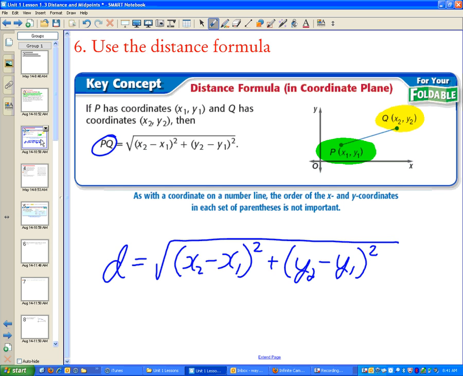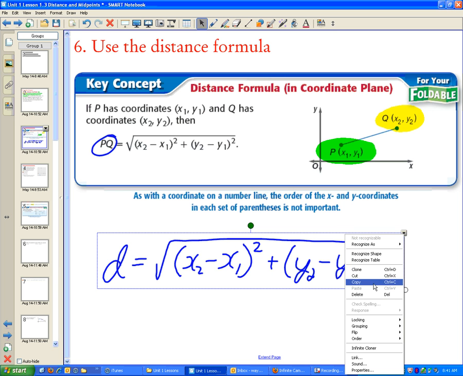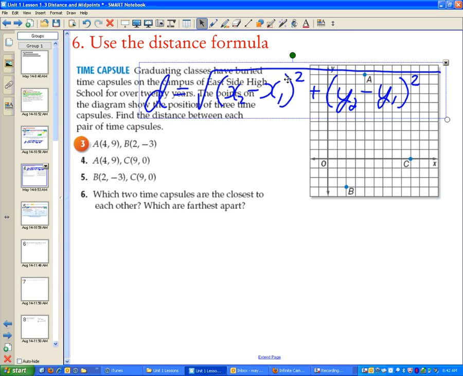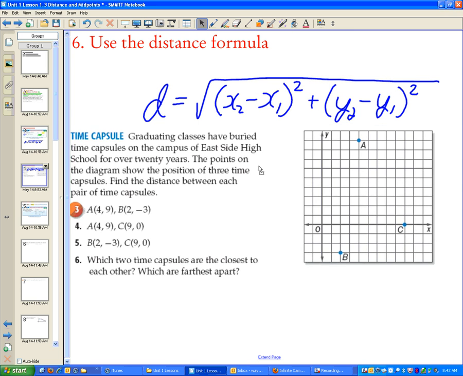Now, let's see. No, I should have copied that already. Hang on just a second. I'm going to copy that. Put it right there. Oops.